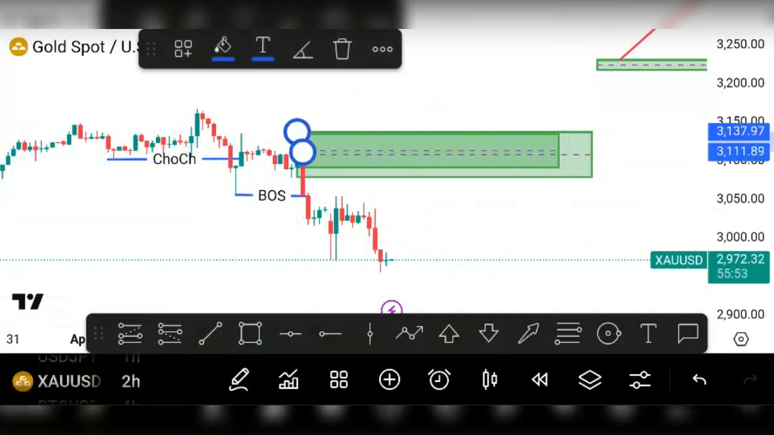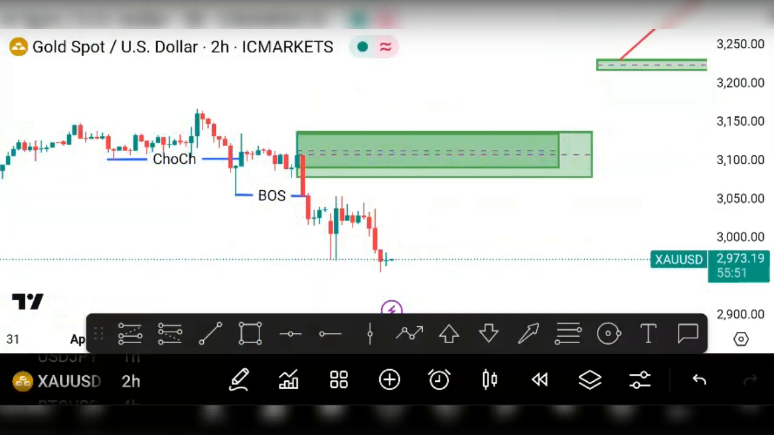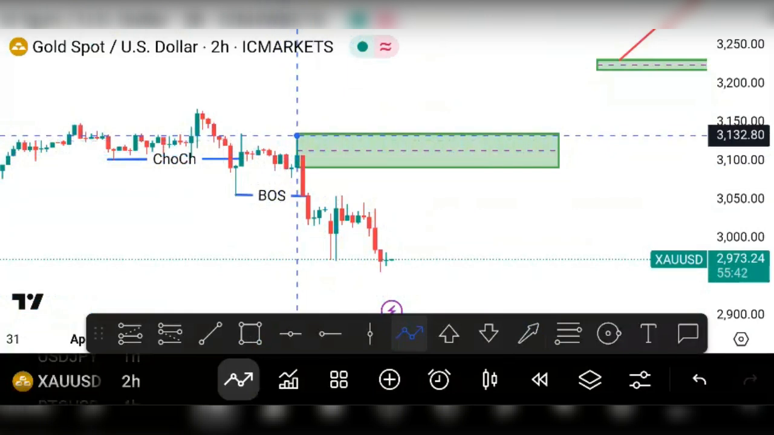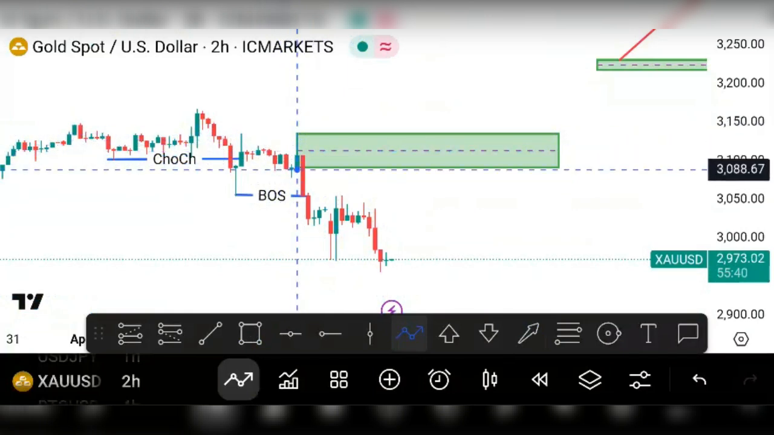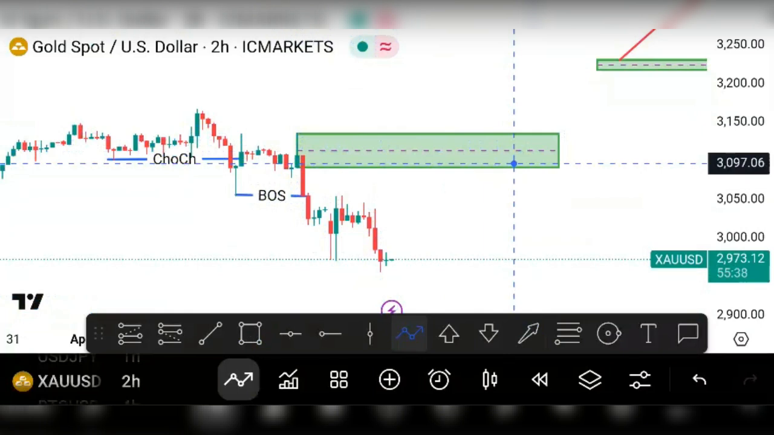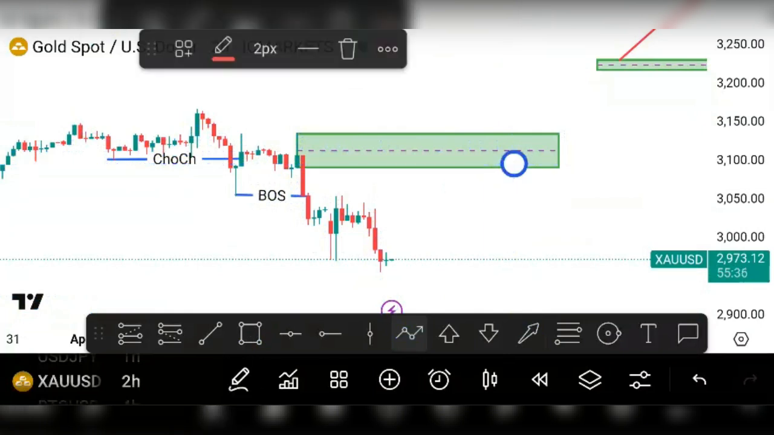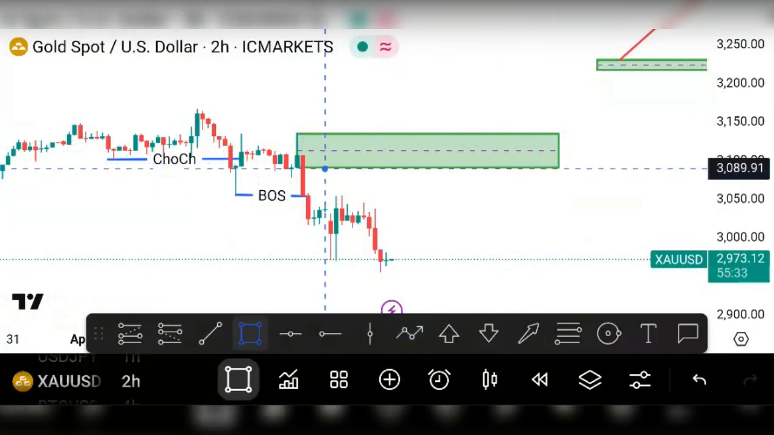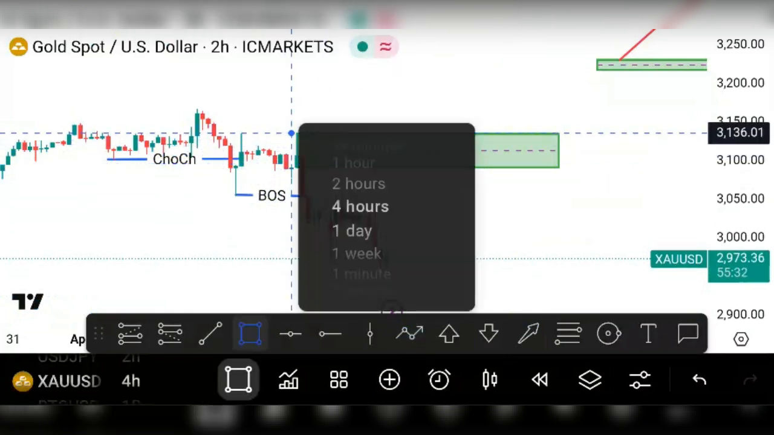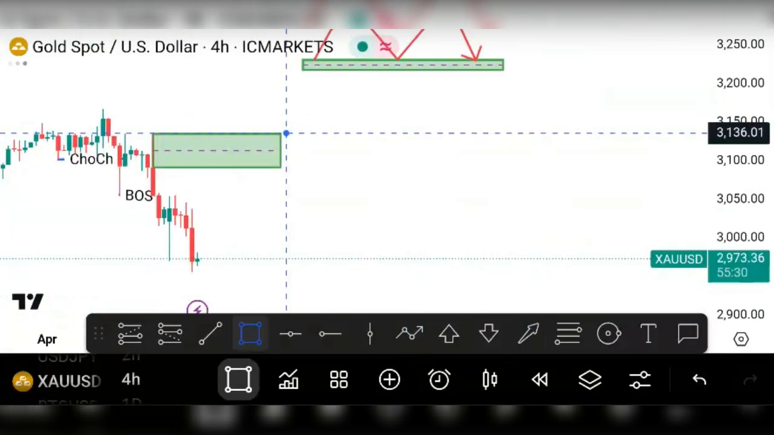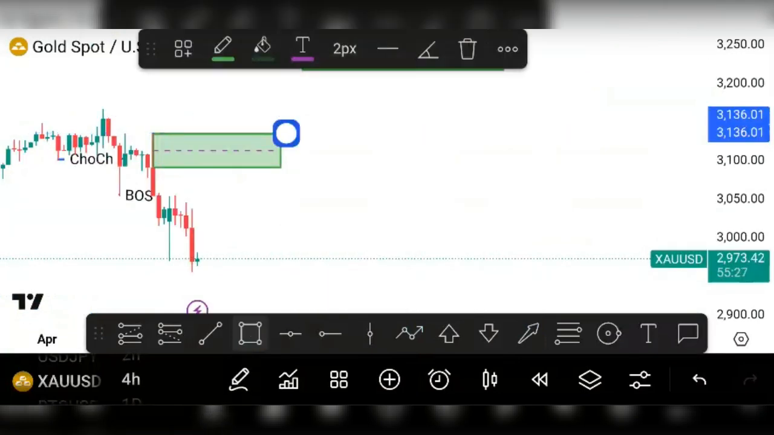But now we can clearly see on the 2-hour time frame that we can refine. We can also have an order block on our 2-hour time frame. You can see it's very clear, very neat. We can refine it on our 2-hour time frame. But it's still okay if you want to use your order block from 4 hours. Let me go to 4 hours so that you can understand.